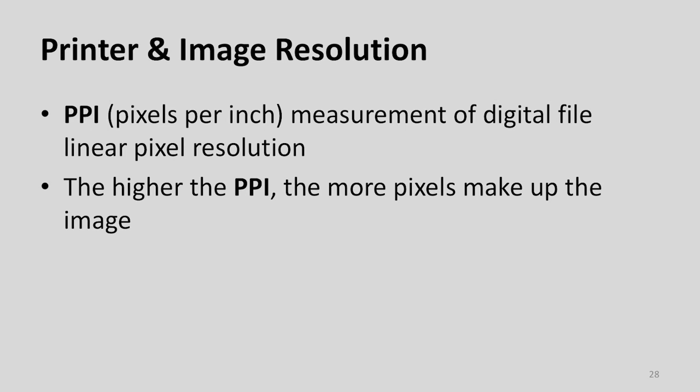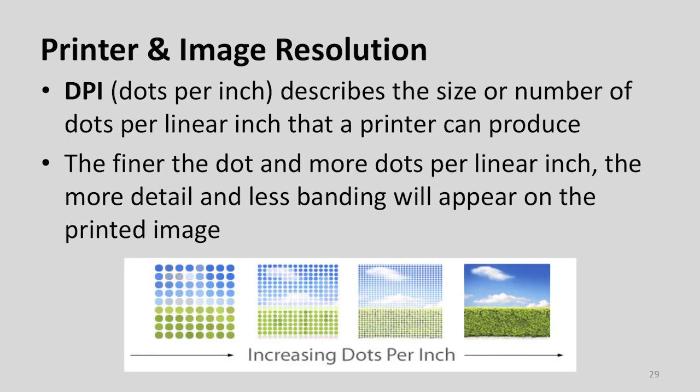DPI refers to dots per inch, and it describes the size or the number of dots per linear inch that a printer can produce. The finer the dot, and the more dots per linear inch, the more detail and the less banding will appear on the printed image. So, when we think about the Epson 3880 being able to print at 2880 DPI, we have that correlation to more detail and less banding in the printed image. So it's a higher quality, higher resolution image that it's printing.